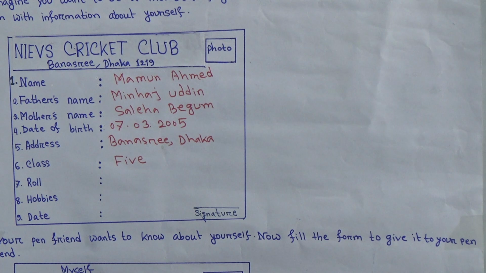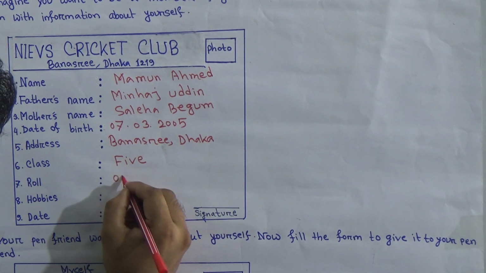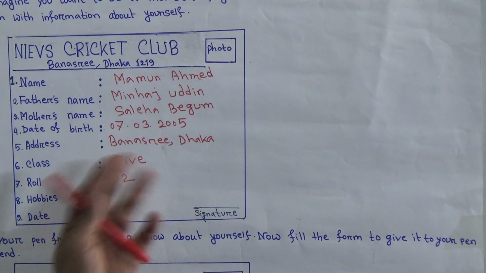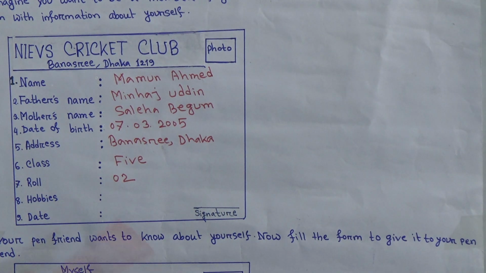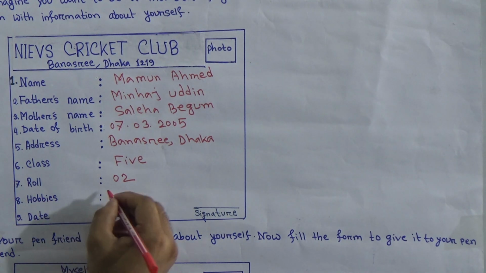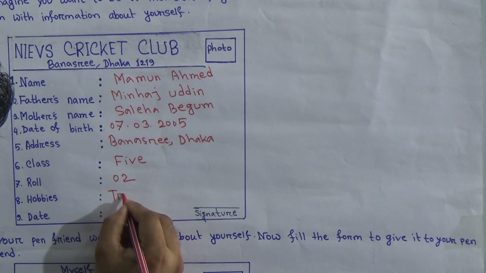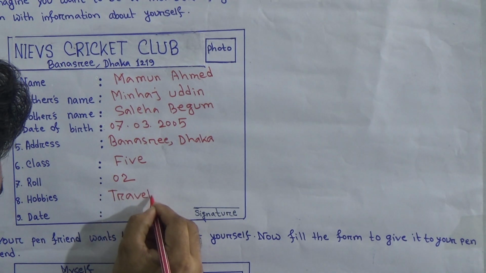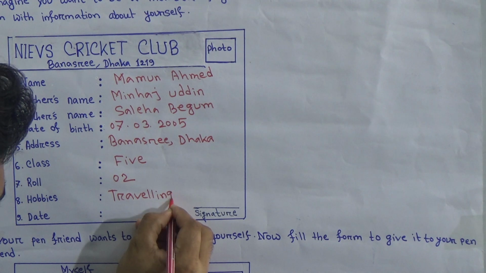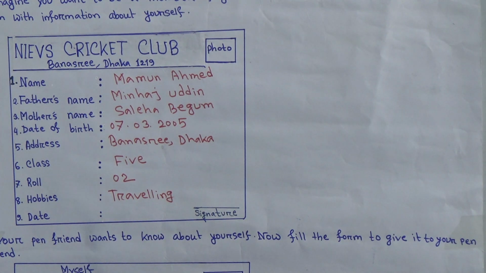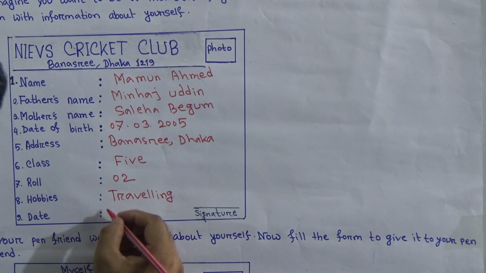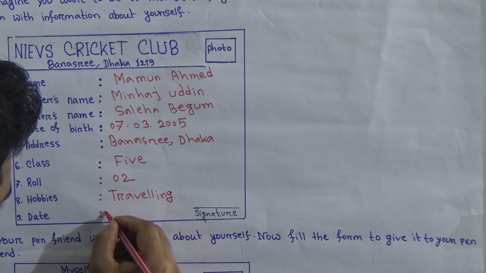Next option is roll number. Write your roll number here. This is all imaginary information. Hobbies. What should be your hobby? Hobby can be traveling, browsing the net, reading a storybook, etc. Write here traveling. Okay, the last option is date. The date of today should be given.